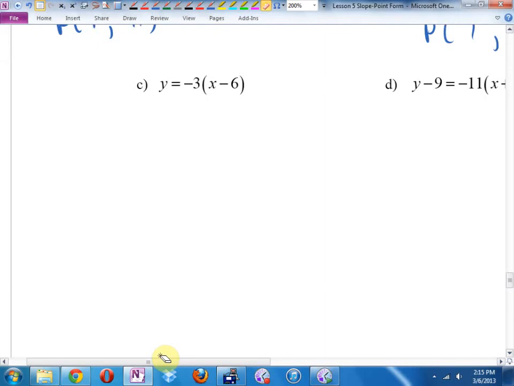C! What's the slope? Negative 3. Negative 3 over 1. Am I going to write the over 1? No. What's the point? 6, comma 0. Nice. Because there's nothing being added to the y. What's nothing as a number? 0. Right?